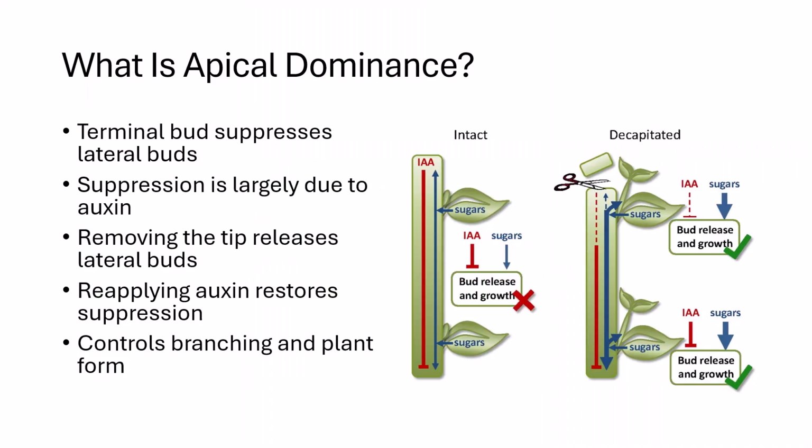Many plants show apical dominance, meaning the terminal bud at the top of the stem keeps the lateral buds from growing. This suppression is largely due to auxin produced in the apical meristem. When the terminal bud is removed, that source of auxin is gone, and the lateral buds are released from inhibition and begin to grow. If auxin is then reapplied to the cut stem, apical dominance is restored, and lateral bud growth is suppressed again. This shows that hormones play a direct role in shaping how a plant branches.